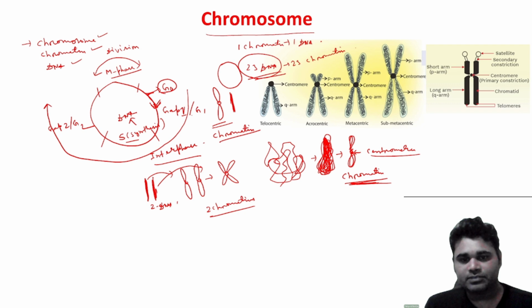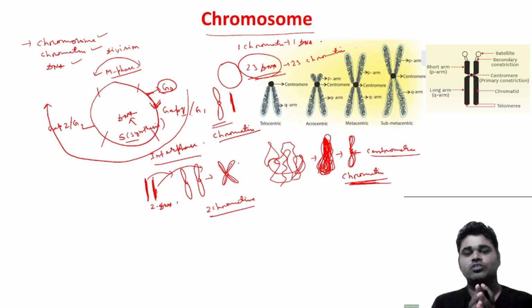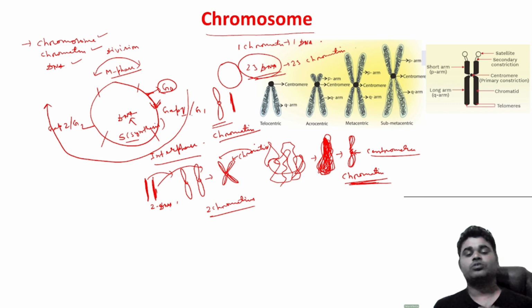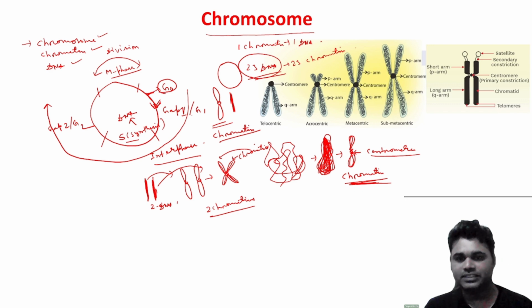So that means this is the first one, this is the second chromatin, and they are joined together to form in the S phase. So now this one is called the sister chromatid to each other. That means this one is called the chromatid, this one is also called the chromatid, and these two chromatids are also called the sister chromatids to each other. So during the S phase, the chromatin looks like this.